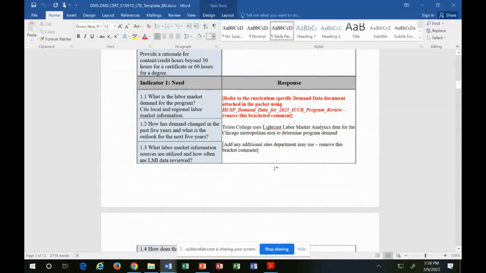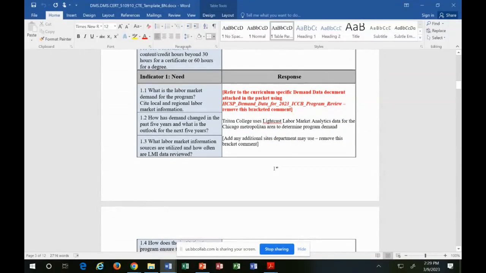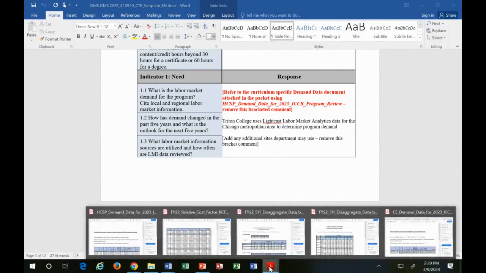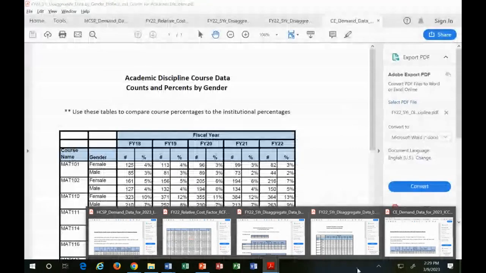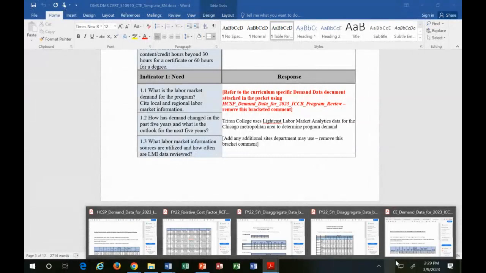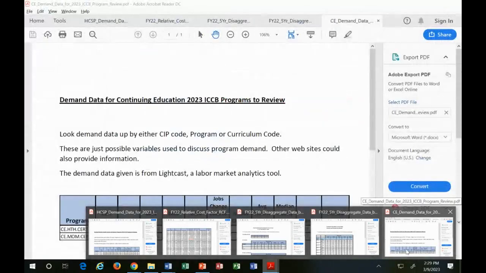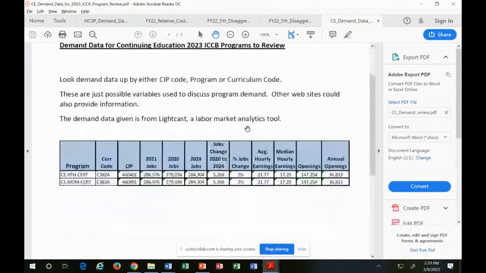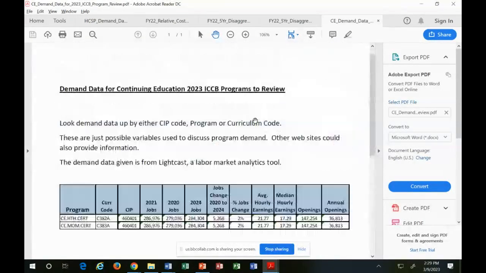So going into our 3 indicators, our first indicator will be the need of the program. For the need of the program, something that our department uses is Lightcast. We use Lightcast. It seems like none of the PDFs opened. They will be in downloads if you want. Oh, there it is. Yeah.